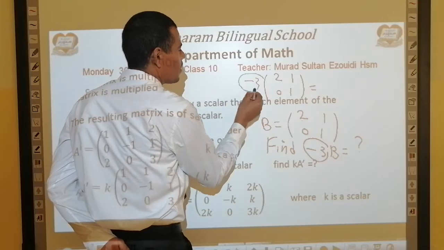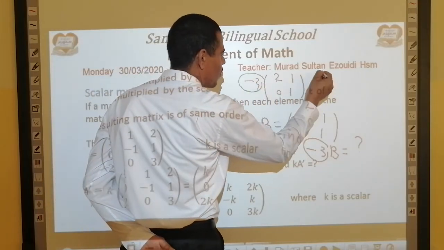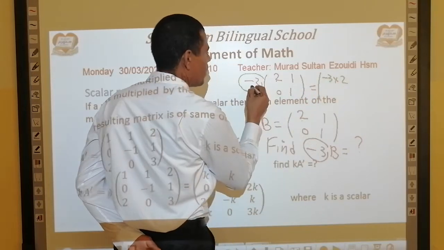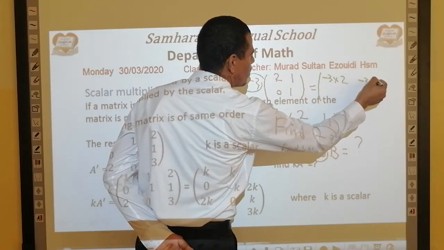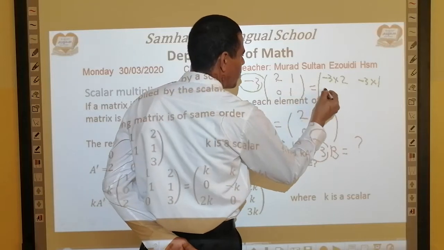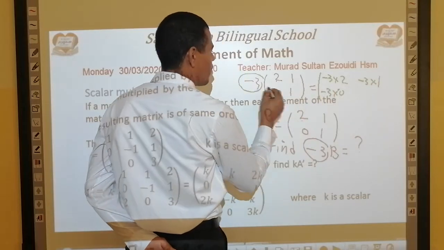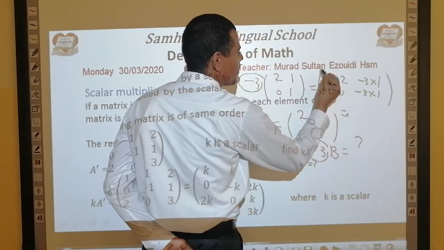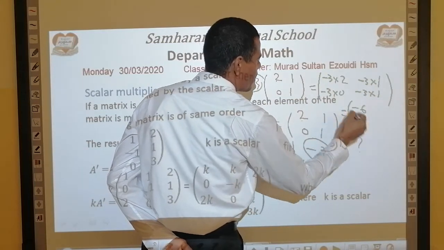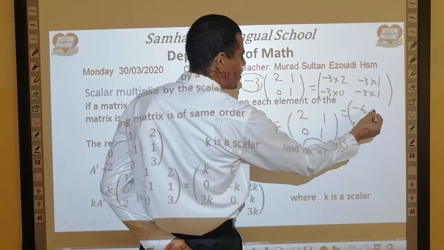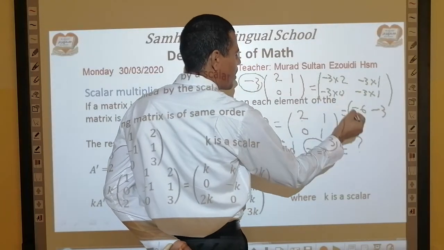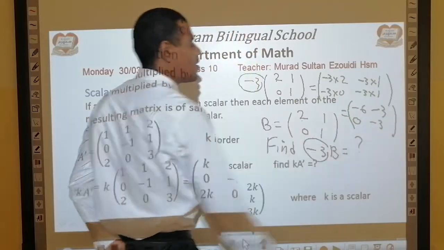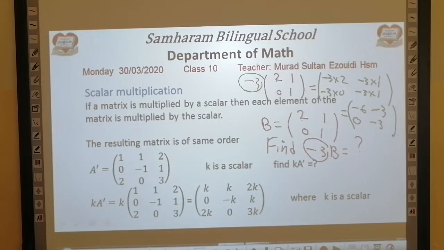Negative 3 multiplied by 2. I will write, no problem, negative 3 multiplied by 2. Then negative 3 multiplied by 1. Then negative 3 multiplied by 0. Then negative 3 multiplied by 1. Okay? This one equal what? Negative 3 multiplied by 2 is negative 6. Negative 3 multiplied by 1 is negative 3. Negative 3 multiplied by 0 is 0. Negative 3 multiplied by 1 is negative 3. This is the matrix after multiplying by scalar. Okay?